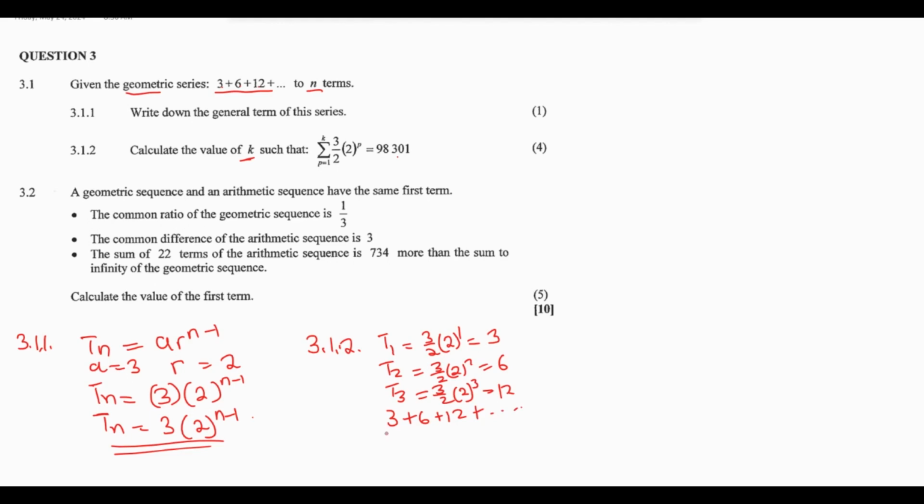So from here we have our a value. So a is equal to 3, and then r is equal to 2, from 6 divided by 3, 12 divided by 6.